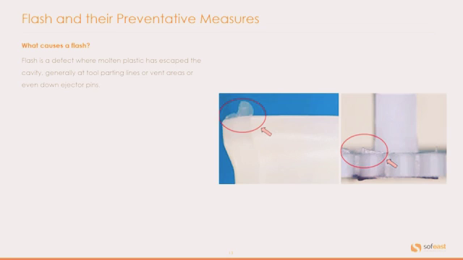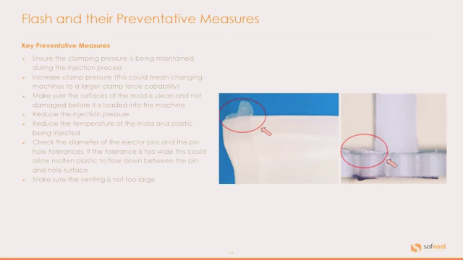Now, flash is a defect where the molten plastic has escaped the cavity, generally at the parting lines or vent areas, or even down the ejector pins. Here are some key preventative measures to avoid flash. Ensure the clamping pressure is being maintained during the injection process. Increase clamp pressure. This could mean changing machines to a larger clamp force capability.